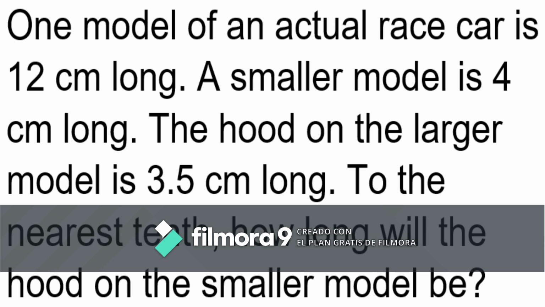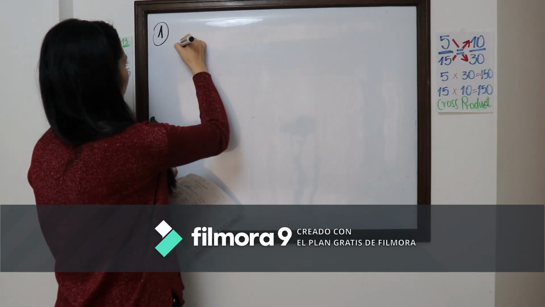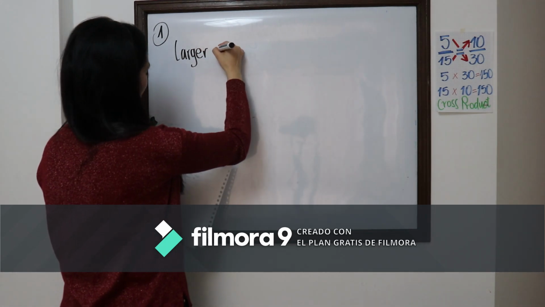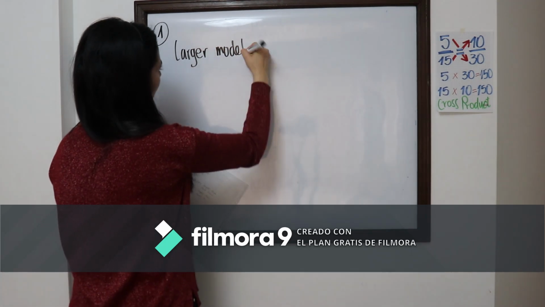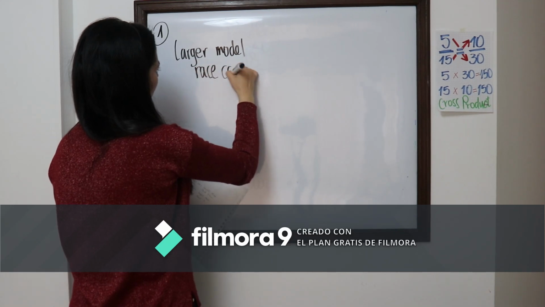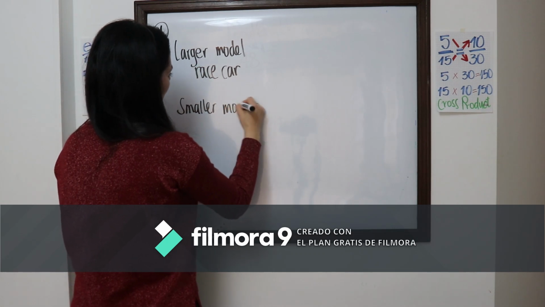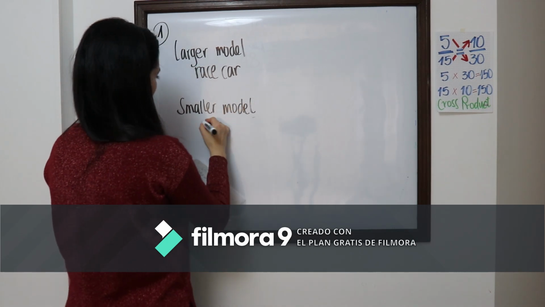One model of an actual race car is 12 centimeters long. A smaller model is 4 centimeters long. The hood of the larger model is 3.5 centimeters long. To the nearest tenth, how long will the hood on the smaller model be? We're gonna have the larger model of the race car. Okay, and then we have the smaller model of the race car.